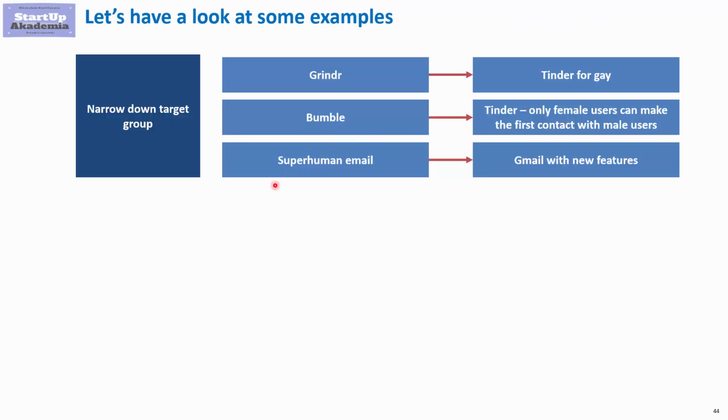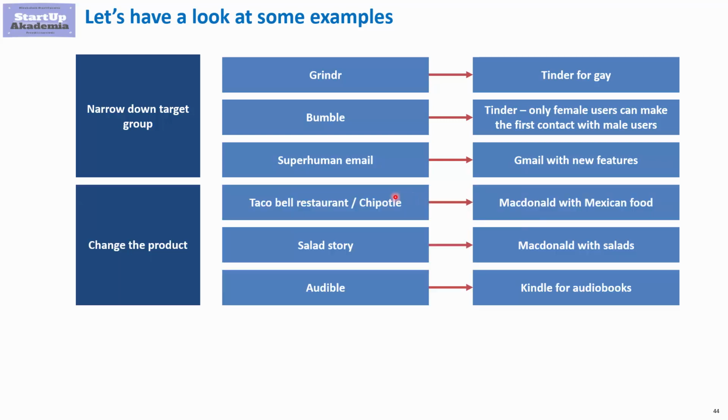When it comes to narrowing down target group we have Grindr, which is a Tinder for gay people. Another Tinder clone is Bumble. This can be described as Tinder where only female users can make the first contact with male users. Finally, we have Superhuman which is Gmail for heavy users that require new special features, and much higher speed of action.